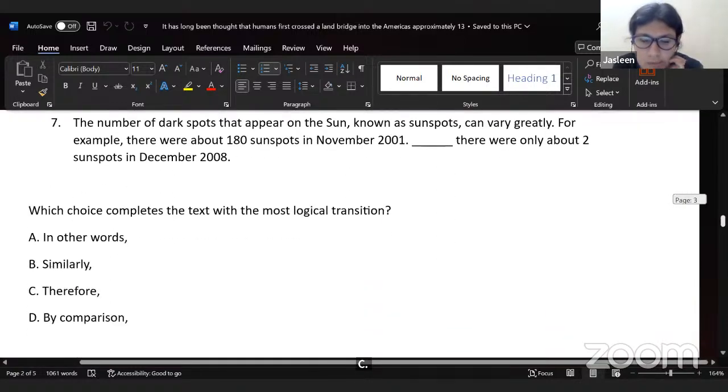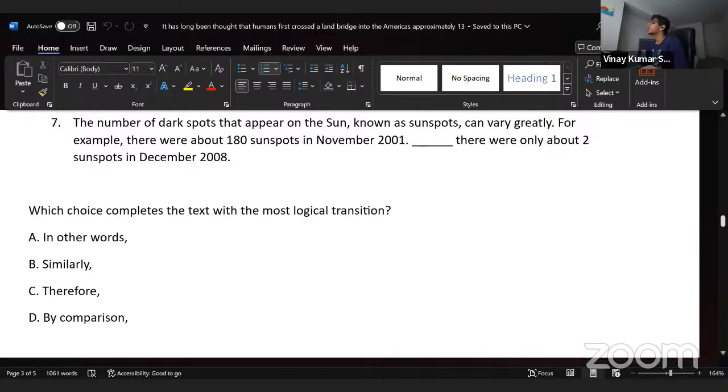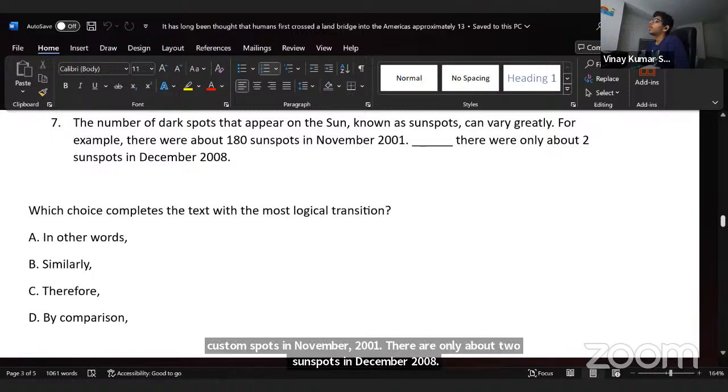This is the last one for transitions. The number of dark spots that appear on the sun, known as sunspots, can vary greatly. For example, there are about 180 sunspots in November 2001. Blank, there are only about 2 sunspots in December 2008. D. Yes.